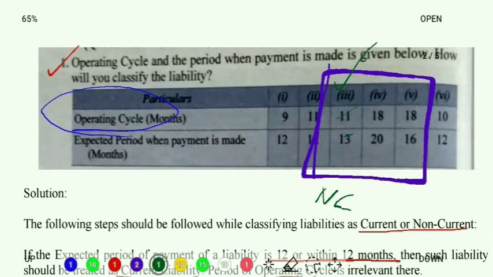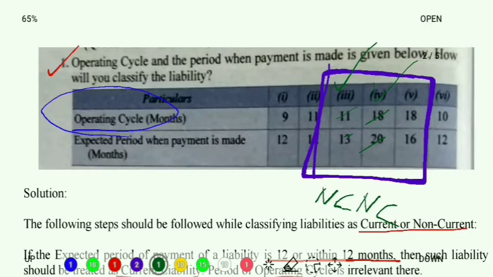Moving on to liability number 4. Liability number 4 has operating cycle of 18 months and expected period of payment is 20 months. So over here also the expected period of payment is more than the operating cycle months. That means liability number 4 is also non-current. Right? Clear? How is it non-current? Because the expected period of payment is more than the operating period.